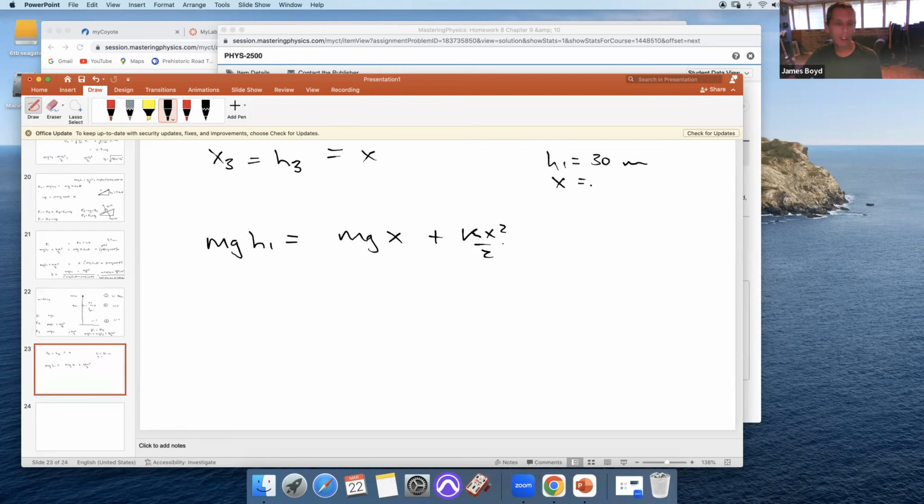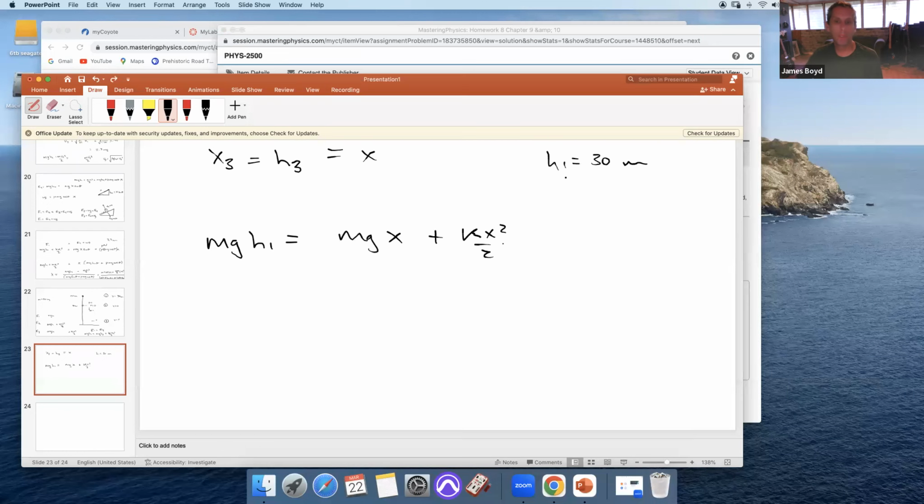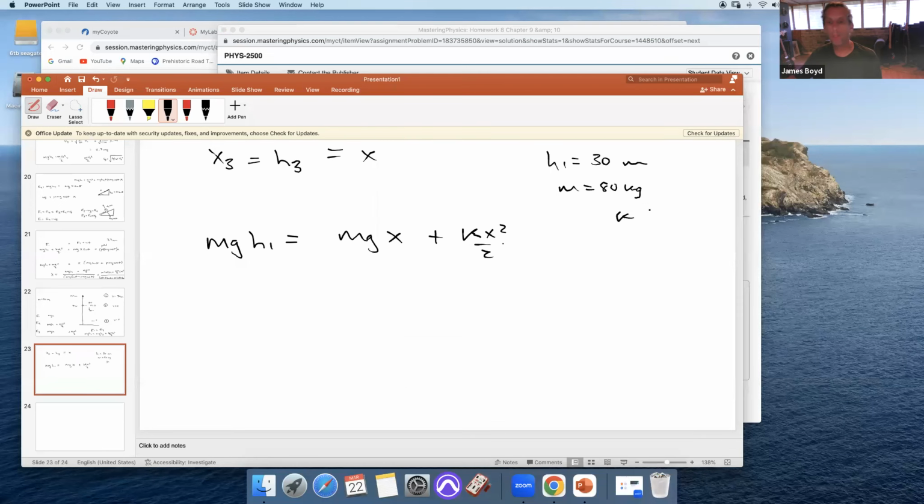m is 80 kilograms. k is 48. Okay, so we need to solve this for x. Now this is a quadratic.